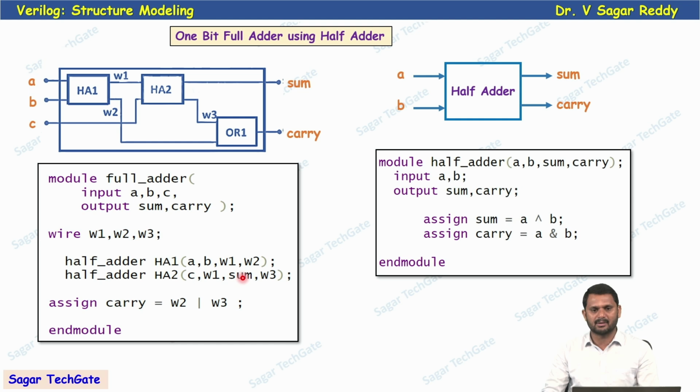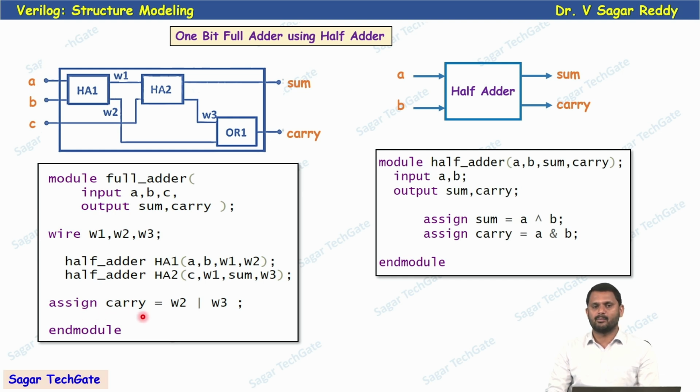These are the inputs, sum and carry. In the same way, in the same order, I need to provide them. C is one input, W1 is another input. The output is sum and W3 is the carry. Now to get the complete carry, I instantiate the OR gate: assign carry equal to W2 or W3, where W2 and W3 are the inputs.